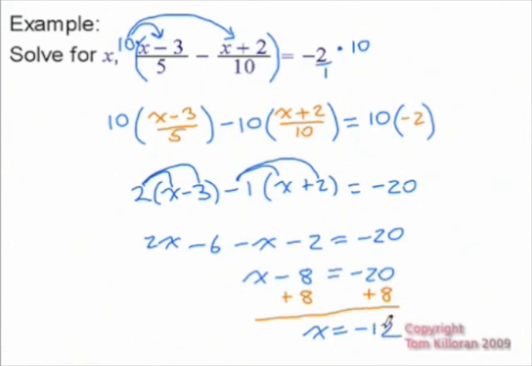And this one we could check if we wanted to. If we plug it back in, we're going to have negative 12 minus 3, that would be negative 15. Negative 15 divided by 5 would be negative 3. Negative 12 plus 2 would be negative 10. Negative 10 divided by negative 10 is positive 1. So this would be minus 1. But I lost myself there. Negative 1 and negative negative would be a positive 1. And negative 3 plus 1 is negative 2, the other side.